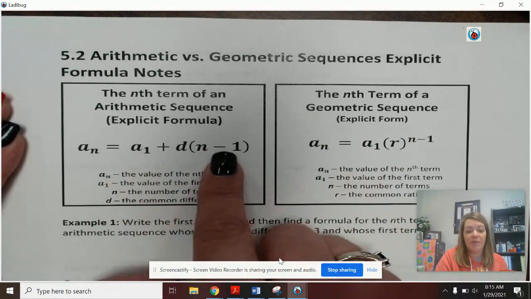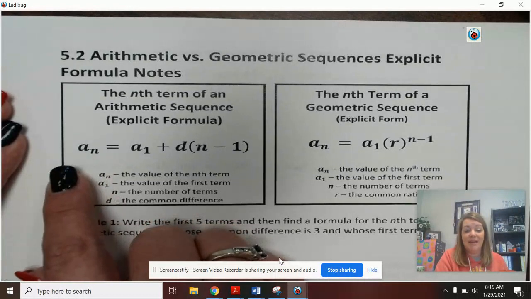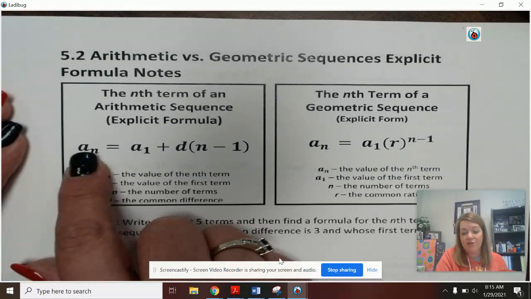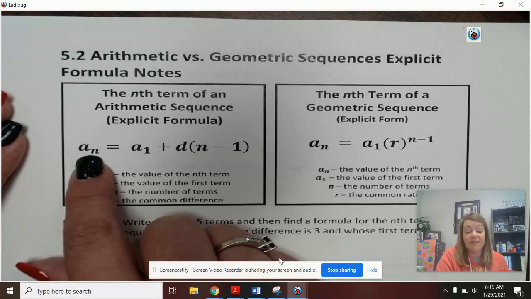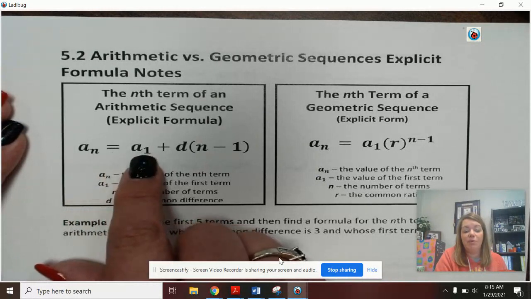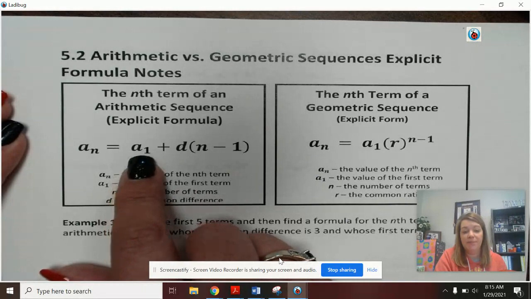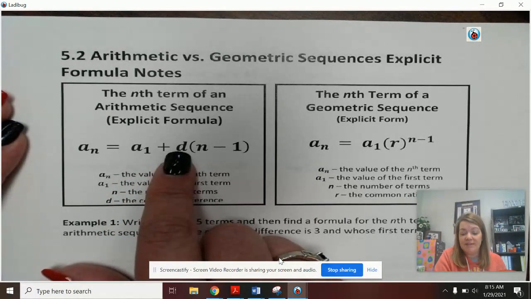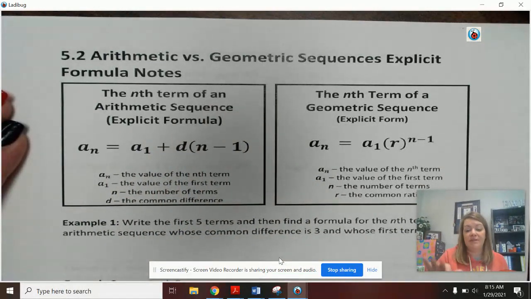We already talked about what all these letters mean, but I'll go over them again. This is a sub n, and that just means the value of the nth term. So if you're looking for the 12th term, it would be a sub 12. If you're looking for the 17th term, a sub 17. Equals a sub 1. A sub 1 is the value of the very first term, plus d, that's the difference. So that's what it takes to get from one term to the next term to the next term.